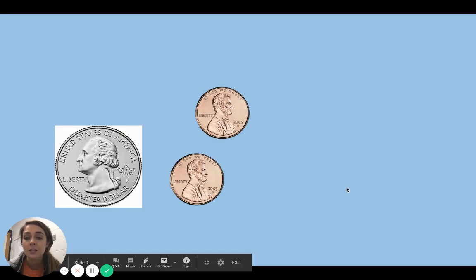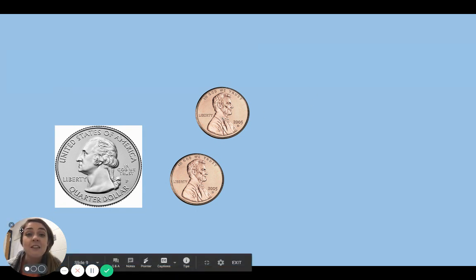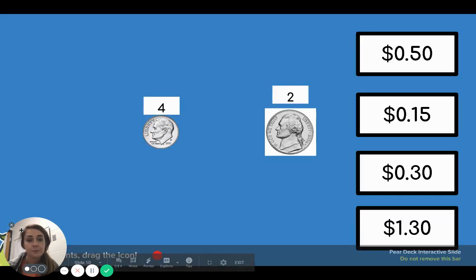So here on my screen, I have a quarter and 2 pennies. Well, a quarter is worth way more than a penny. So I'm going to start with my quarter. I know that 1 quarter is 25 cents, so I'm going to hold that number in my head, 25. And then I'm going to count on by ones because pennies are worth 1 cent. So it would look like this, 25, 26, 27. So on this slide, the value is 27 cents. All right, let's keep going.